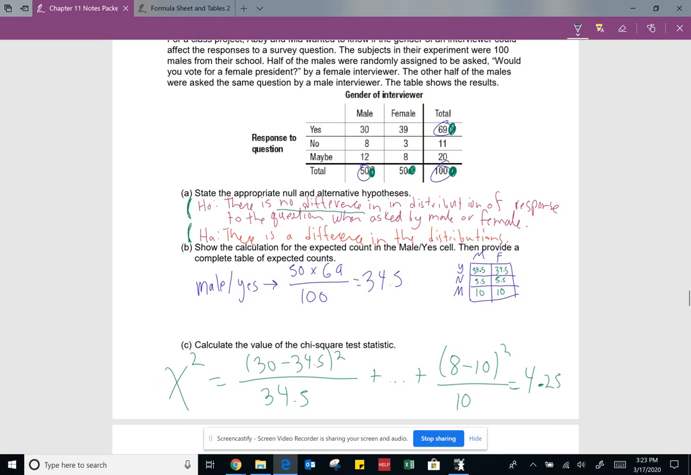And last, we'll calculate the chi-square test statistic. It's not asking for the p-value, it just wants the test statistic. So it's observed minus expected squared divided by expected. So 30 minus what we expect, squared, divided by what we expect, plus all the way to now the females, 8 minus the 10 squared divided by 10, and that gives us 4.25.